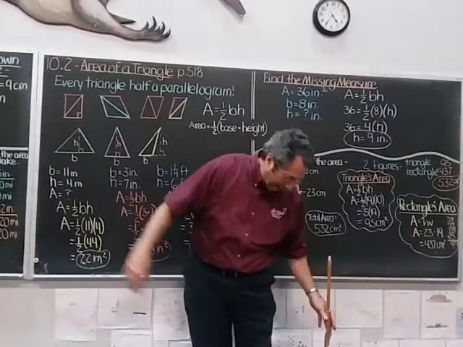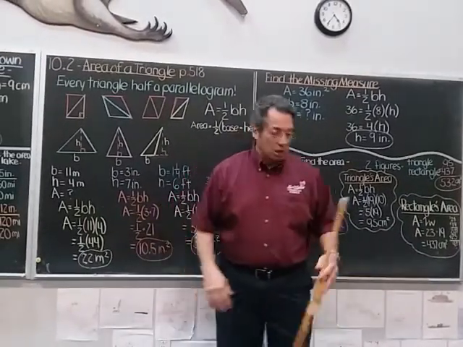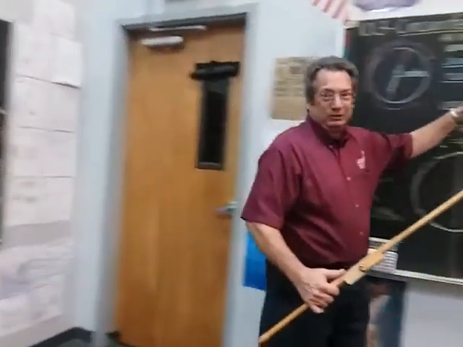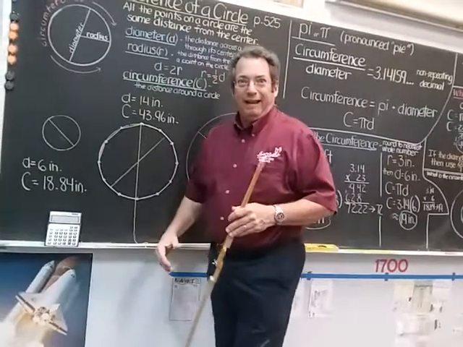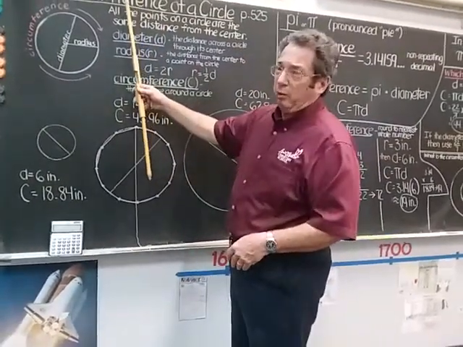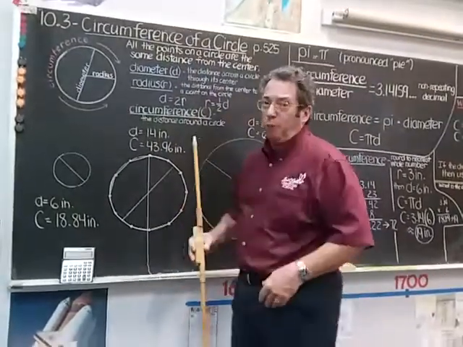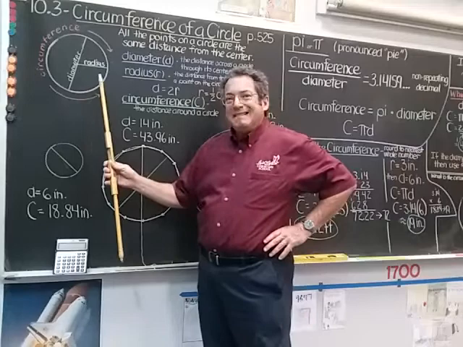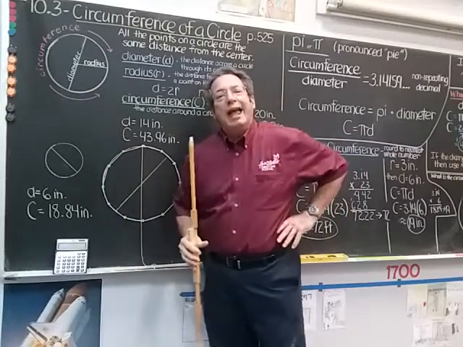Today, we're leaving triangles, we're leaving parallelograms, and we're going next to circles. So circle over this way with me, all right? Okay, so, a circle, in 10.3, we're going to talk about the circumference of a circle. You got to know some things about a circle first, all right? Let's start with this. Here's a circle, right? Here are the parts of a circle. You got to know this vocabulary.